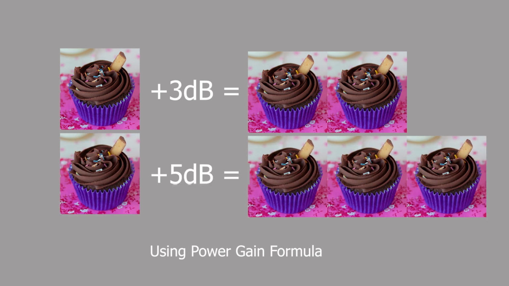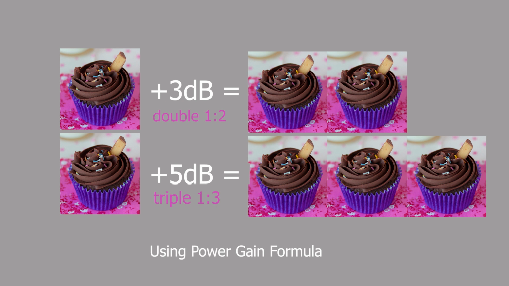Similarly, if I have 1 cupcake and I say that I have 5 dB gain, that means now I have thrice the original value, which is now 3 cupcakes. 5 dB gain using power formula means 3 times more power.